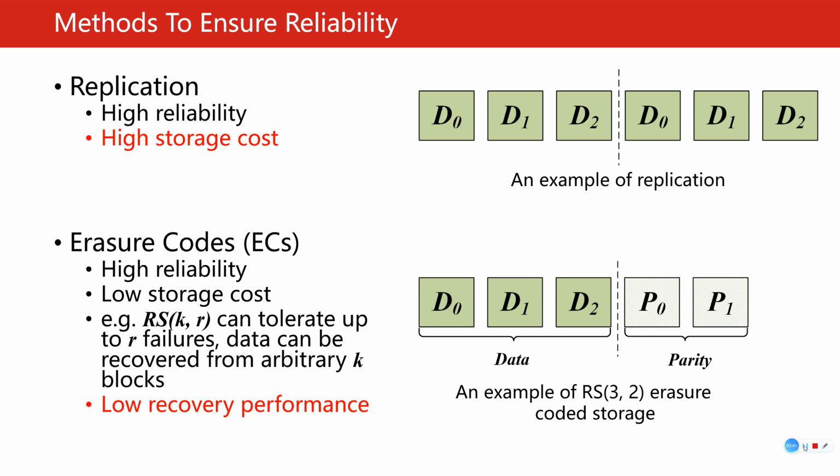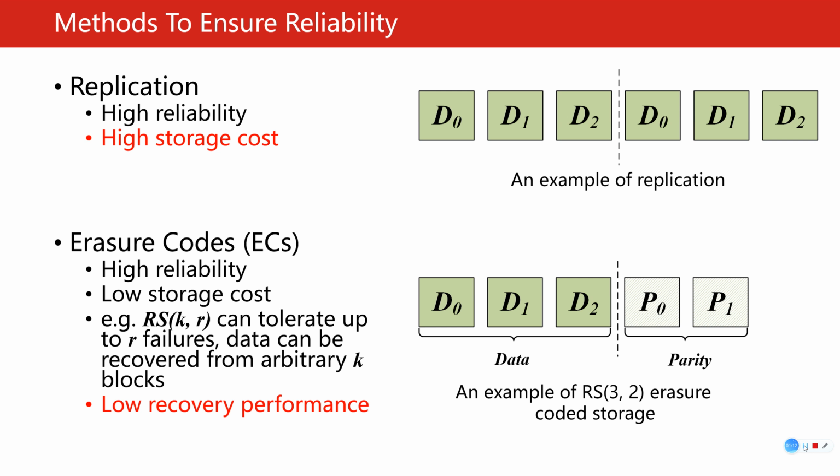To ensure high availability and reliability of cloud storage systems, erasure coding is a typical method with low monetary cost. In the last 2 decades, several popular erasure codes are proposed. For example, RS(K,R) can tolerate up to R failures, and data can be recovered from arbitrary K blocks. So an RS(3,2) erasure-coded system can provide better reliability than replication with lower storage cost.